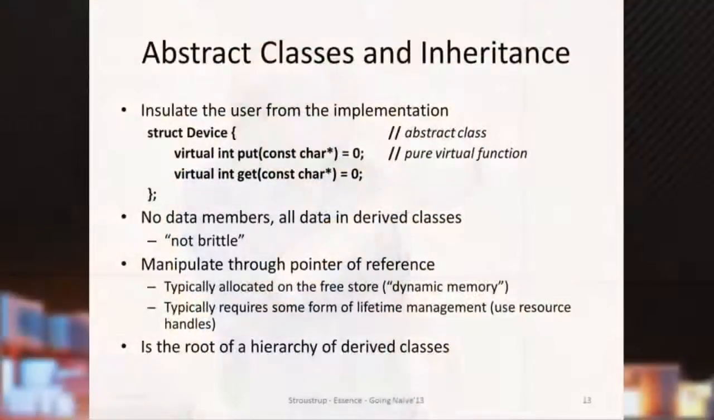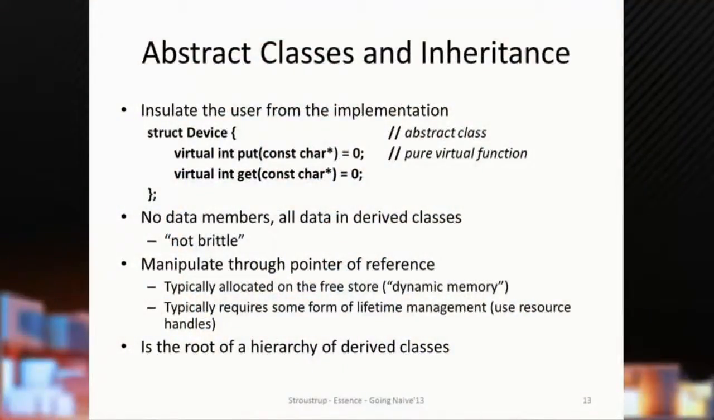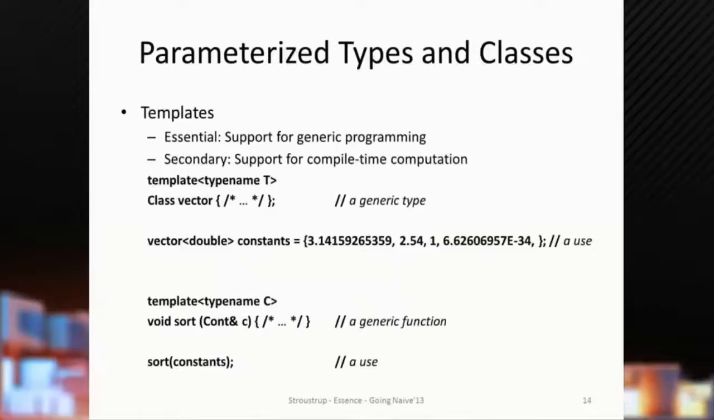And now, once we've got classes, eventually we get abstract classes and inheritance. Here's the way we define an interface that completely insulates the users from the implementation and vice versa. It has a couple of virtual functions that are pure virtual functions. There's no data member, so it's not a brittle base class. You may have to manipulate these things through pointers and references. At least that's what essentially everybody does, and that implies some overhead, and it implies some lifetime management that can be very messy if you don't think it through, and you can build these hierarchies based on it.